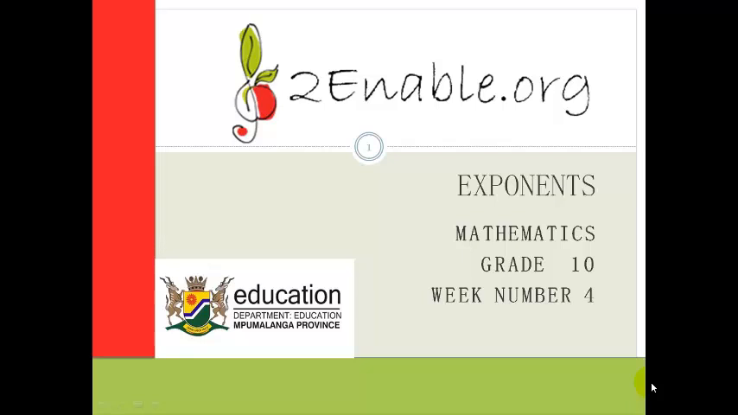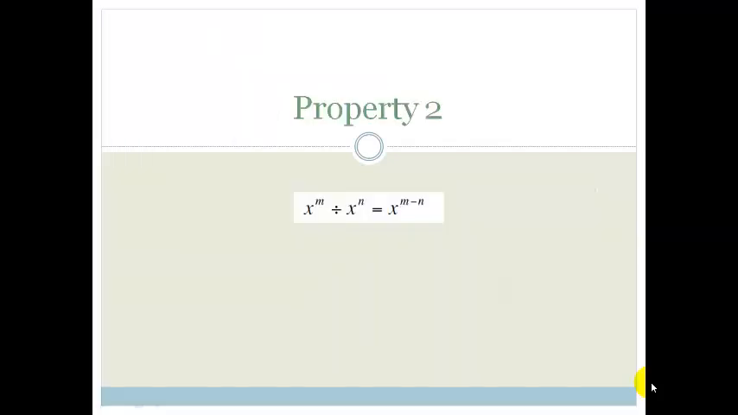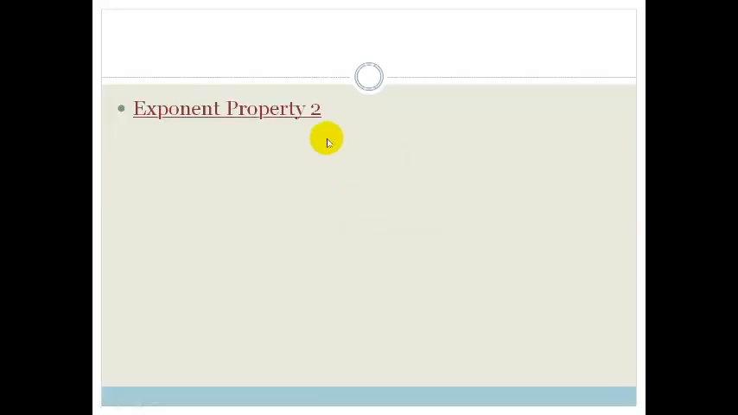In today's lesson, we're going to be looking at the second property of exponents, which is that x to the m divided by x to the n is equal to x to the m minus n. So let's watch the little video to learn how to do this.